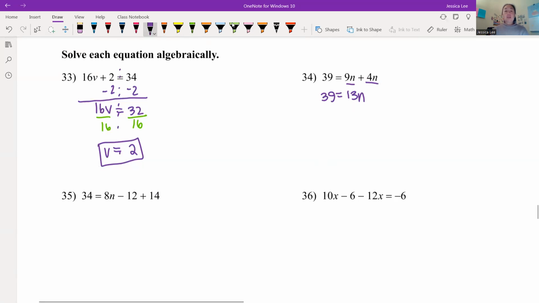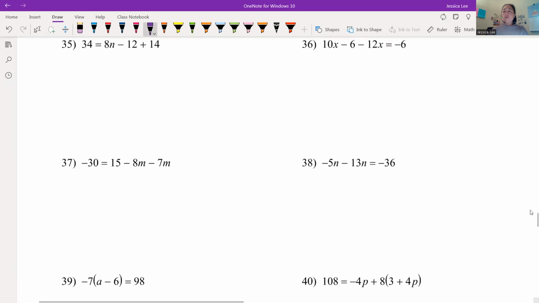And then it just becomes like a one-step equation. How do we get rid of 13? Divide by 13, divide by 13, and we get n equals 3. I normally like to write my variables on the left, but 3 is equal to n is the same thing as n equal to 3. So I'm just going to leave it like that. All right, moving on to 35.